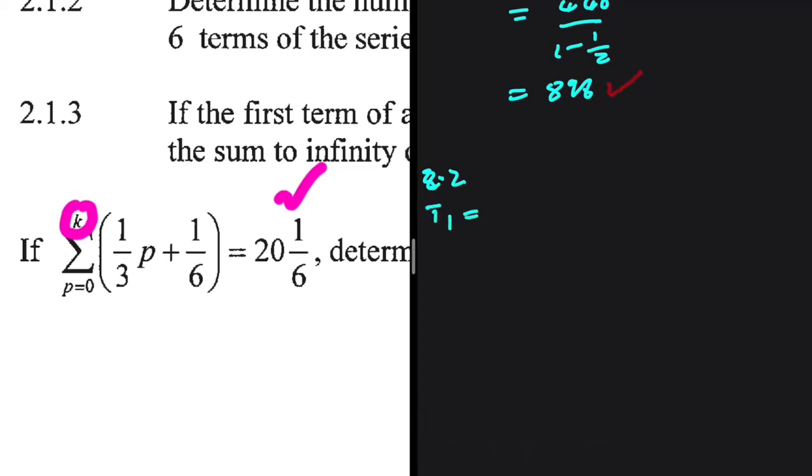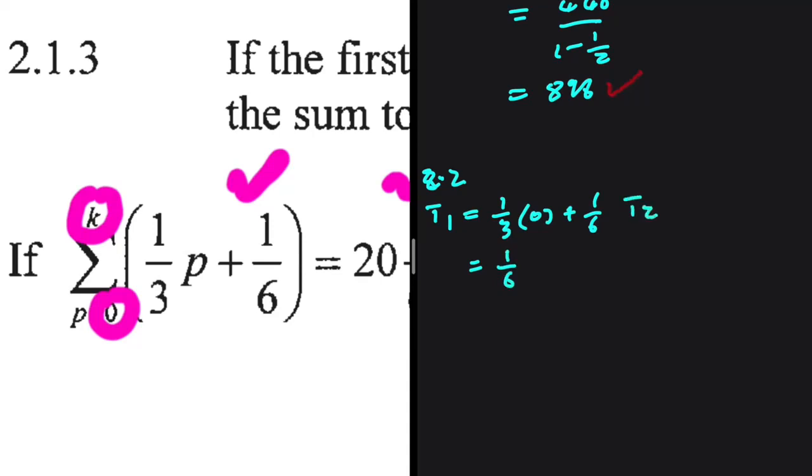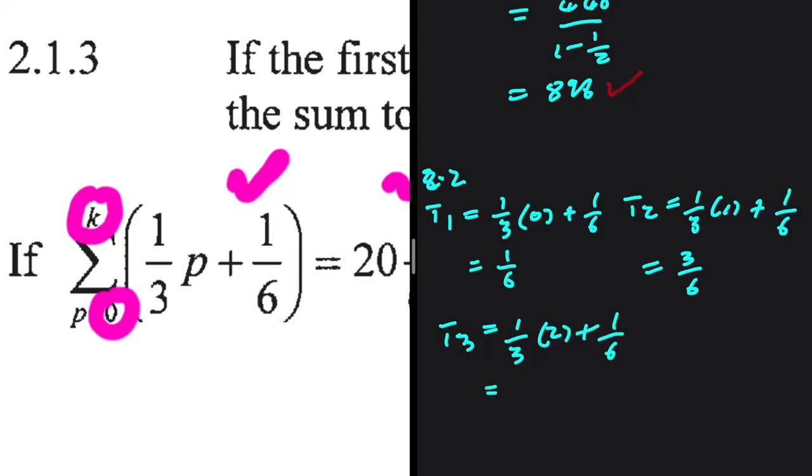T1 will be equal to, so we substitute in p into this equation. T1 will be equal to 1 divided by 3. p is starting from 0, plus 1 divided by 6. This is just 1 divided by 6, right? And then T2 on the other end, 1 divided by 3 multiplied by 1 plus 1 divided by 6. This is 3 divided by 6. And then T3 will be equal to 1 divided by 3 multiplied by 2 plus 1 divided by 6. This is 5 divided by 6.